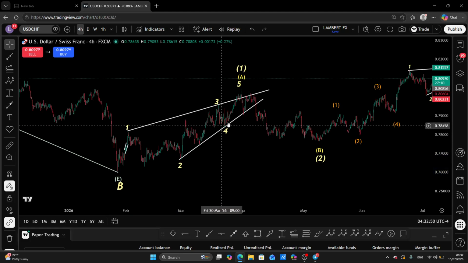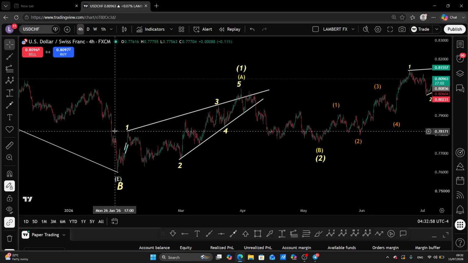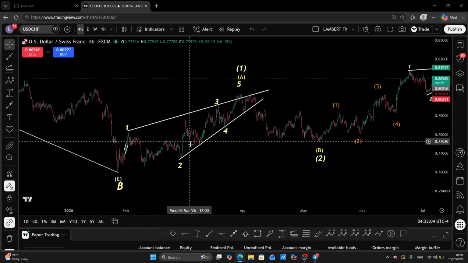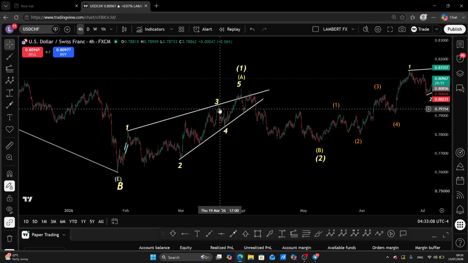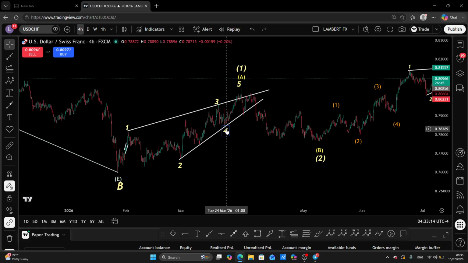Okay, so there's a problem here. So this cannot be a leading diagonal. I just double checked that now, because our 4 did not trade in the area of 1. So this cannot be a leading diagonal. So 1, 2, 3. I'm not sure why I marked this as a leading diagonal. 4.